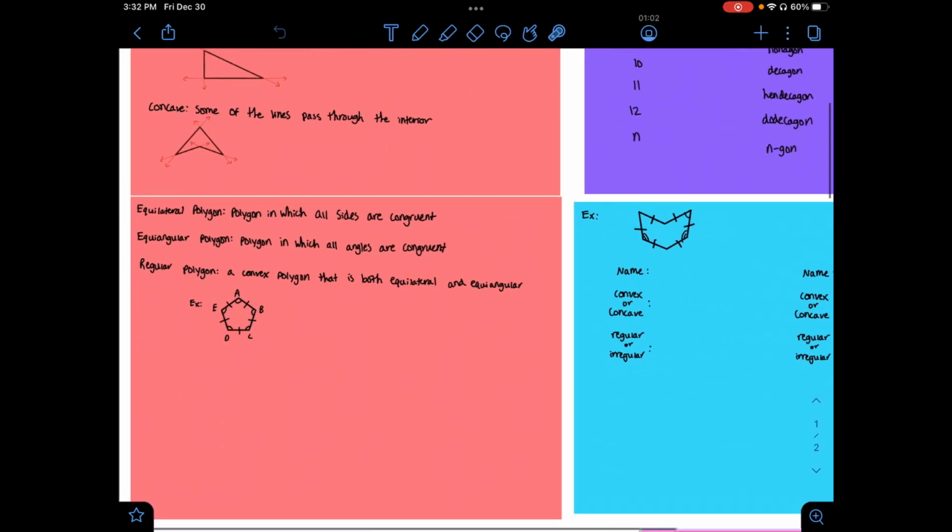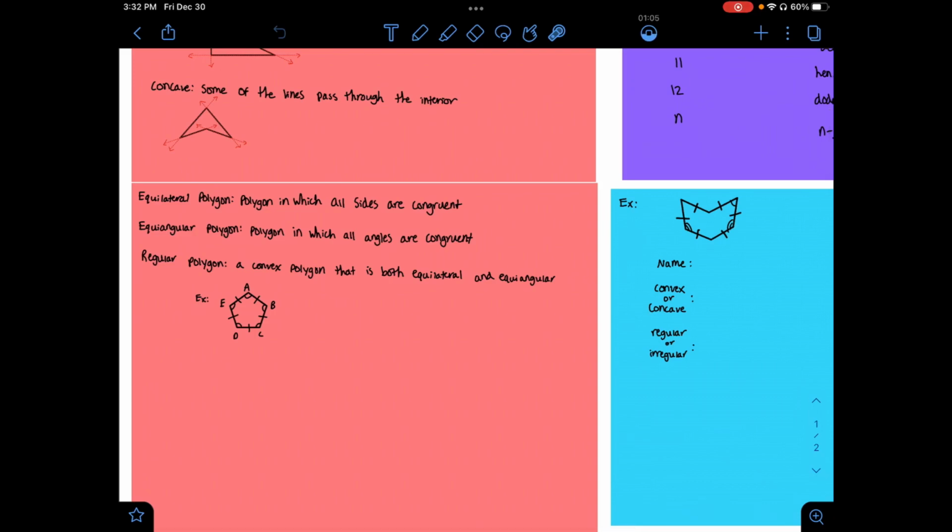So we also have equilateral polygons, which means all the sides are congruent, because lateral refers to sides and equal means equal. So if the sides are congruent, it's equilateral. If it's equiangular, that means all the angles are congruent. And if all the sides and all the angles are congruent, then it's called a regular polygon. So this right here is a regular polygon because all the sides are congruent and all the angles are also congruent.